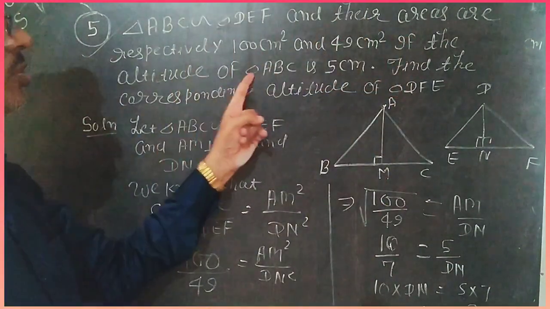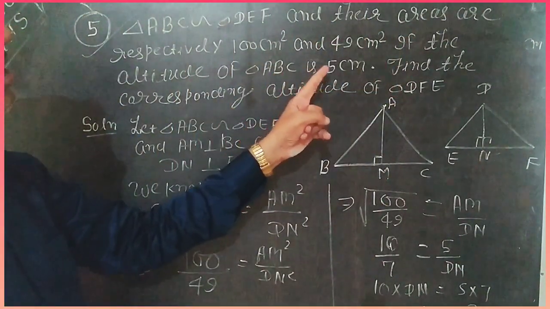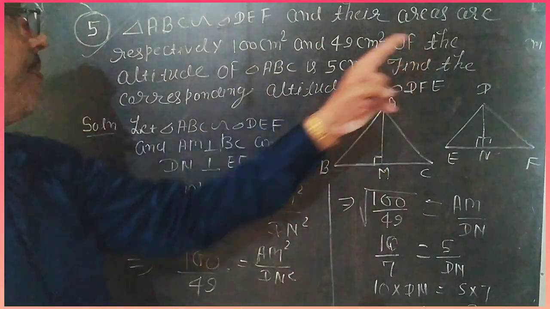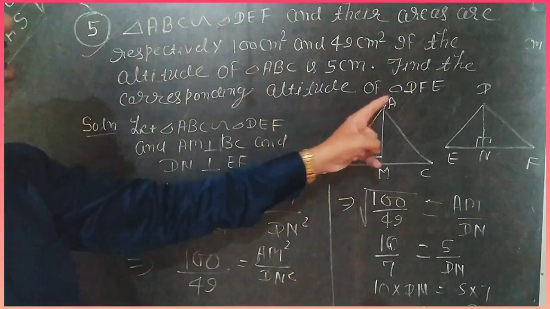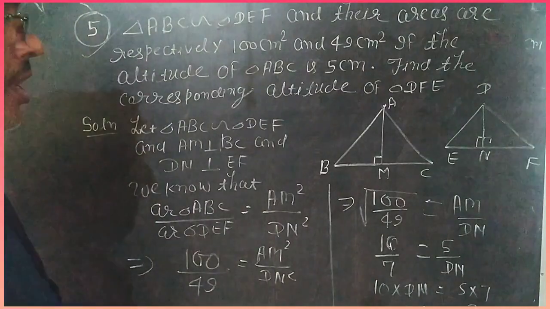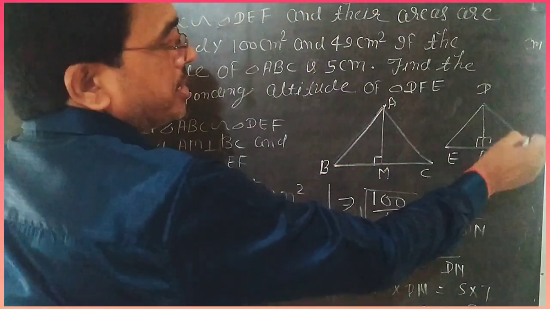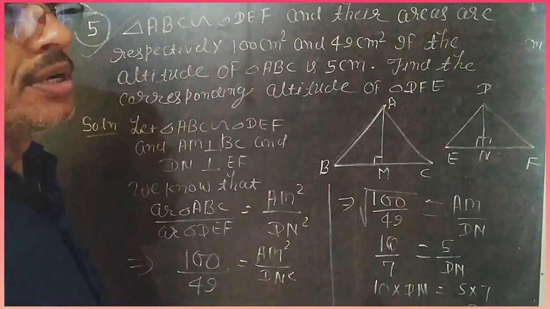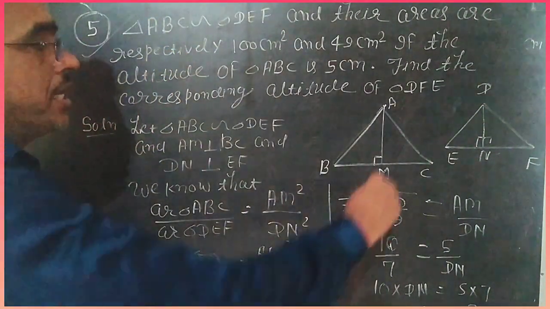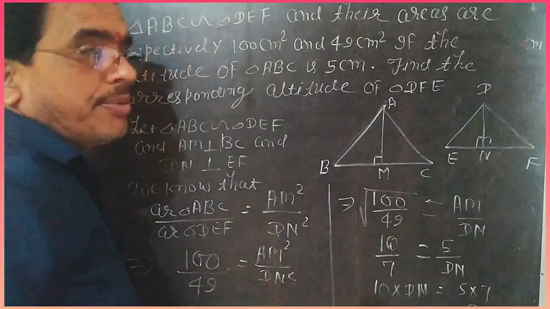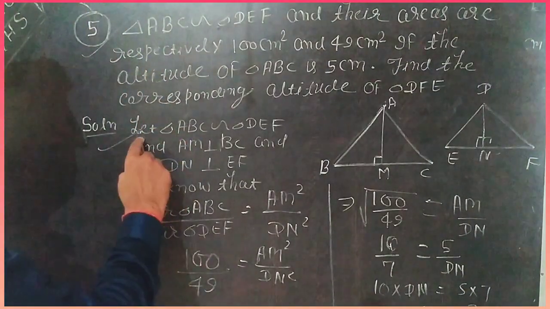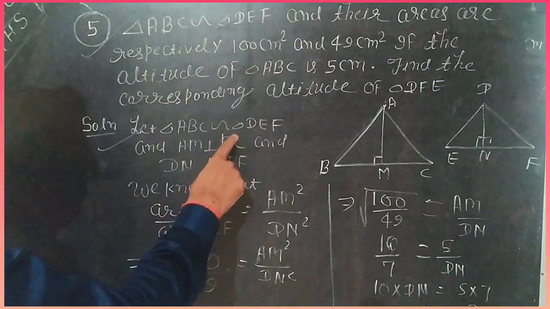If the altitude of triangle ABC is 5 cm, then find the corresponding altitude of DEF. Dear student, here two triangles are given, ABC and DEF, and both are similar. Two altitudes are given, one is AM and another is DN. So first I suppose that triangle ABC is similar to triangle DEF.